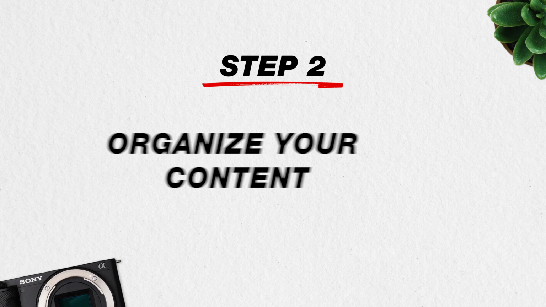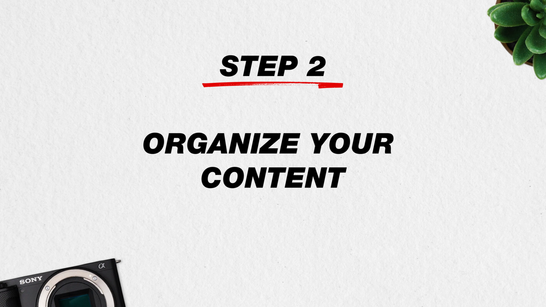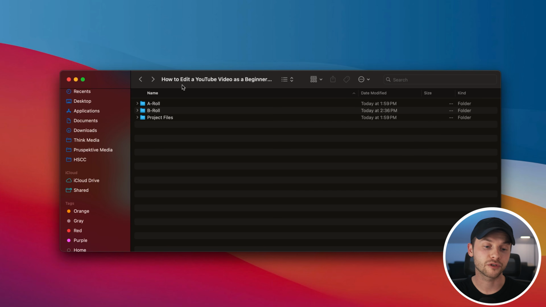Now, the next step is to organize all of our content before we bring it into our editing software, so we just make sure we set up our project files correctly. So whether you recorded your video on your computer or a smartphone or even a dedicated camera, you want to make sure that you pull those files onto your computer and organize them in distinct categories. So I've made a folder for this video called How to Edit a YouTube Video as a Beginner, and there's three main folders that you want to create.